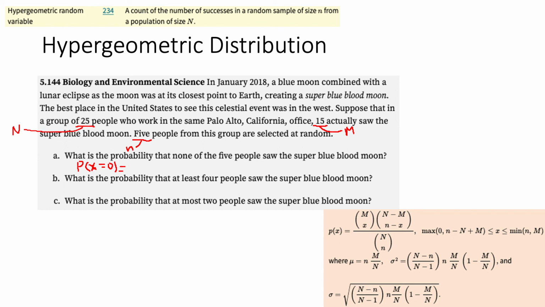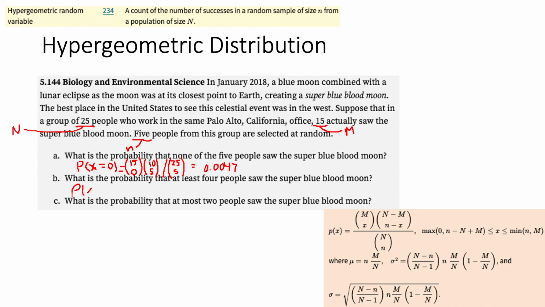All right. We're going to take 15 choose 0. Multiply that by 10 choose 5. Divide that by 25 choose 5. And that gets us an answer of 0.0047. Okay, pretty simple. What is the probability that at least 4 people saw the super blue blood moon?